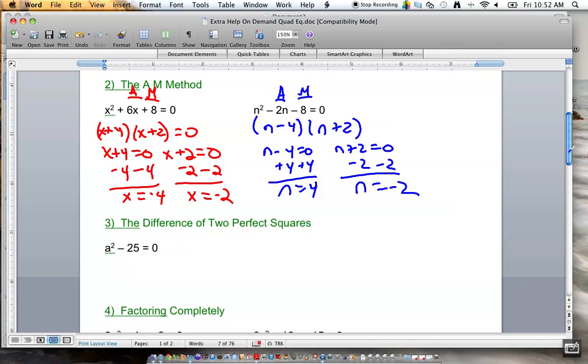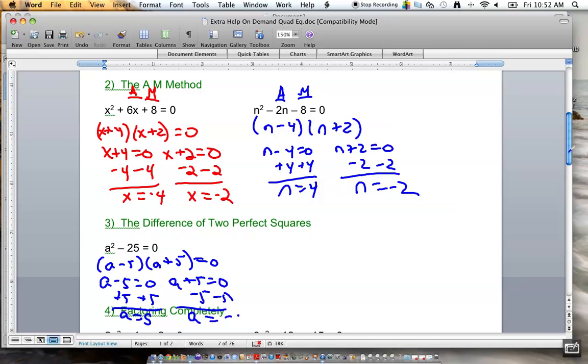The next one says a squared minus 25 equals 0. There's actually two ways you could do this, but I would prefer that you do it with factoring. It's a difference of two perfect squares. (a minus 5) times (a plus 5) is 0. Maybe it's the guy on the left. Maybe it's the guy on the right, or the factor. Add 5 to both sides. a equals 5.